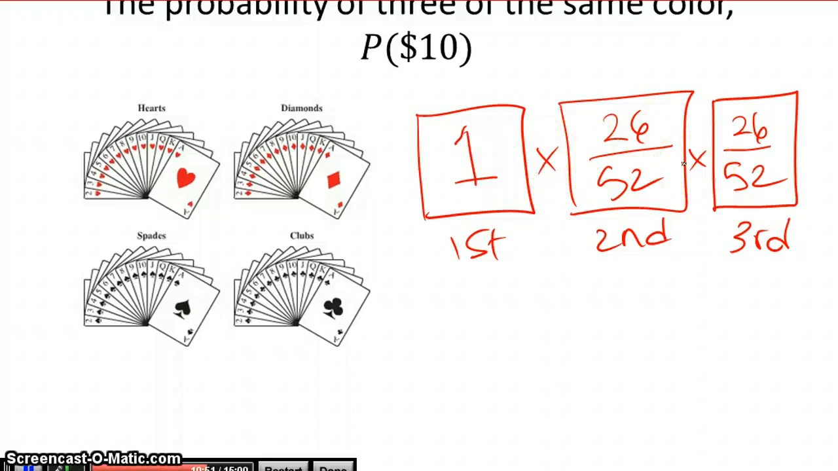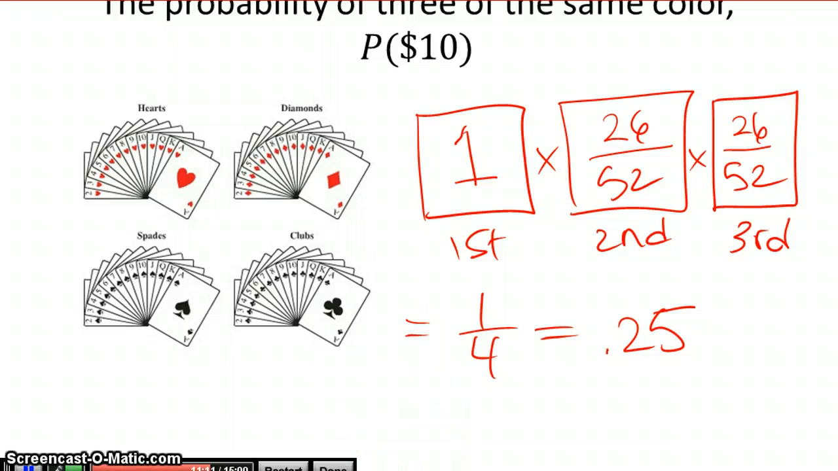26 out of 52, that's the same thing as 1/2. So 1 times 1/2 times 1/2 gives me 1/4. Or as a decimal, 0.25. A 25% chance of getting 3 cards of the same color.